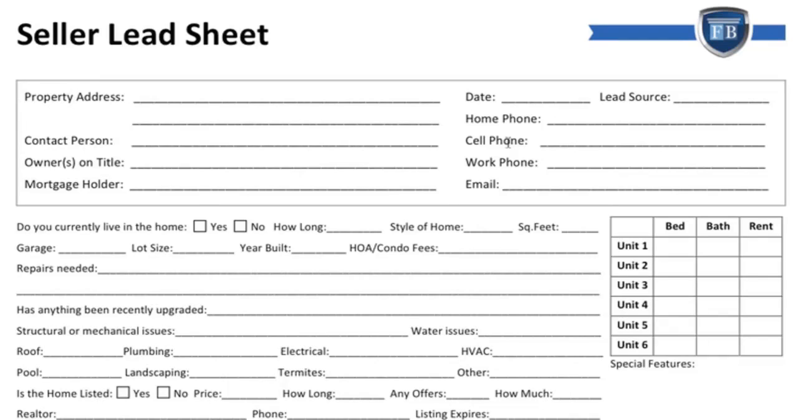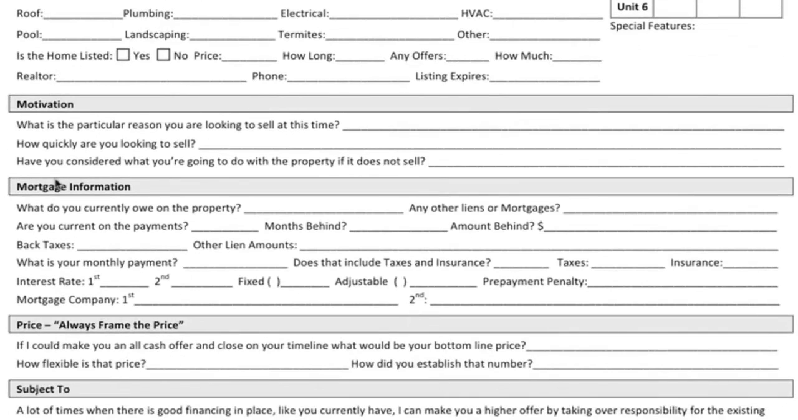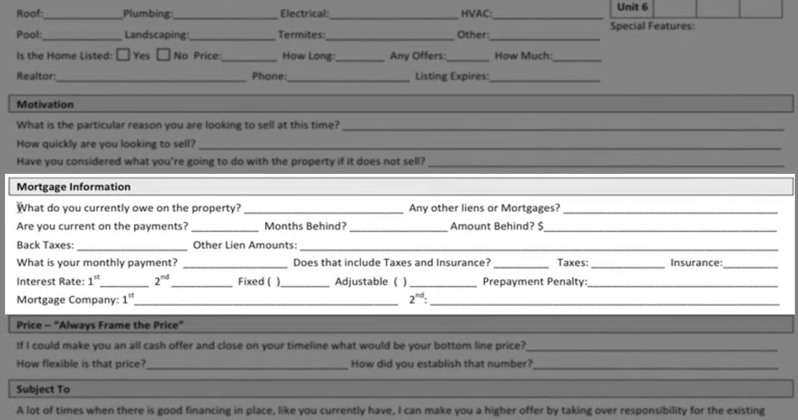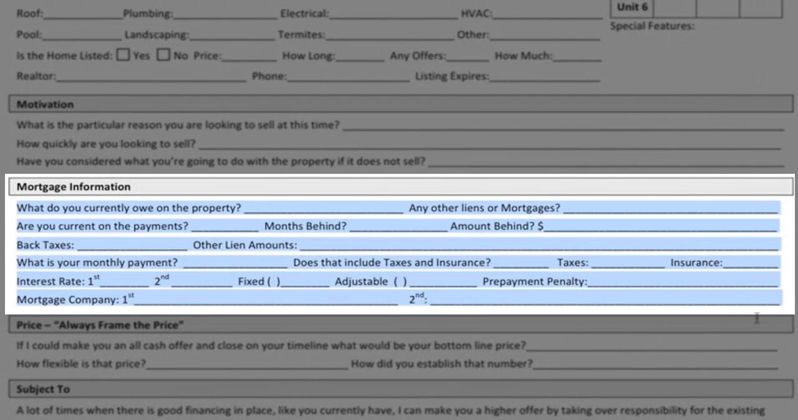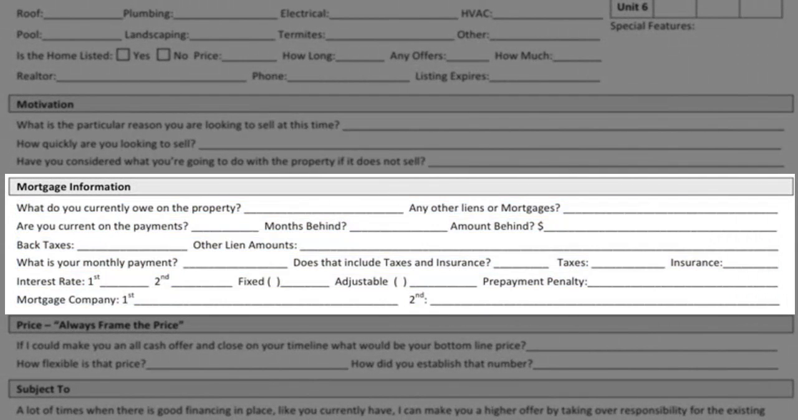The next section on the seller lead sheet is information about the mortgage or the debt. And this is important for many different reasons. Let me scroll down here. What I'm going to be focusing on are all the questions in this section right here. So remember, you want to find sellers that have potential properties that you can make a lower offer on, obviously.